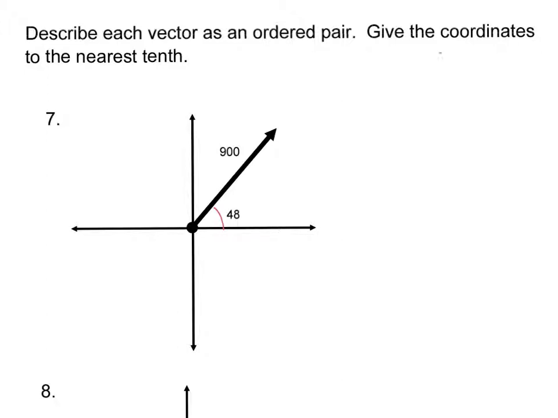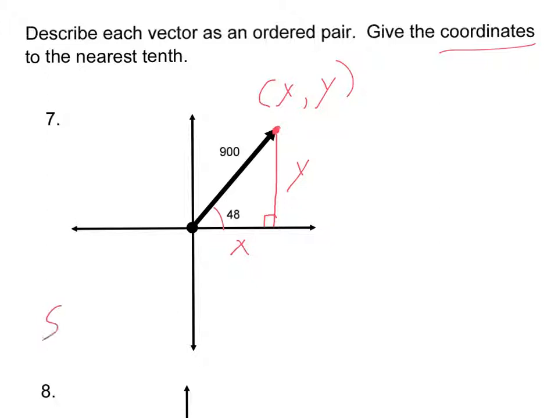It wants us to find the coordinates of the terminal point of our vector. Well, you'll recall that if I make a right triangle with the x-axis and I find the length of this side of that triangle, that will give me the x-coordinate, and if I find this side length, that will give me the y-coordinate. So this is where my trig ratios come into place.